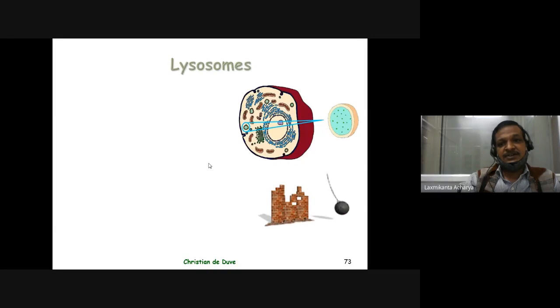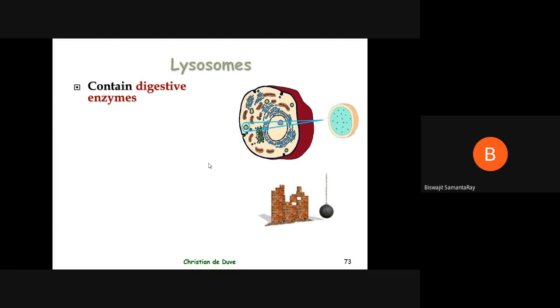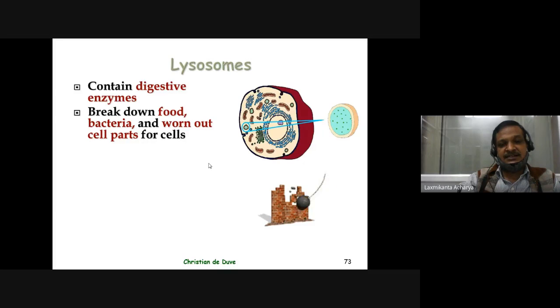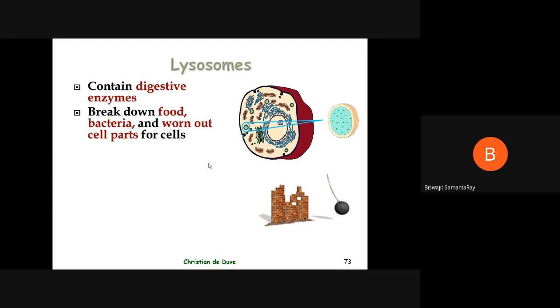Now coming to another organelle, your lysosome, and you know this is called the suicidal bag of the cell. Why do we call this a suicidal bag, can anybody tell? Because it digests its own cells. They release hydrolytic enzymes in order to digest.